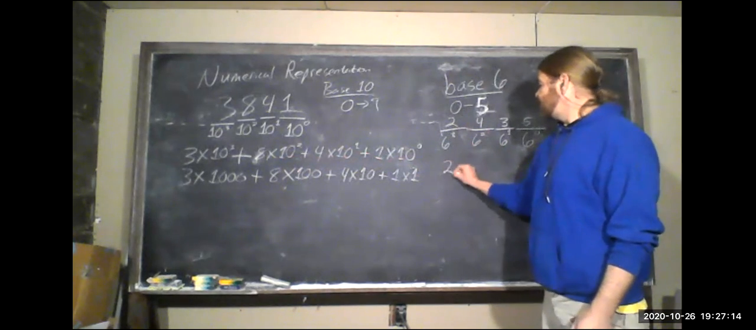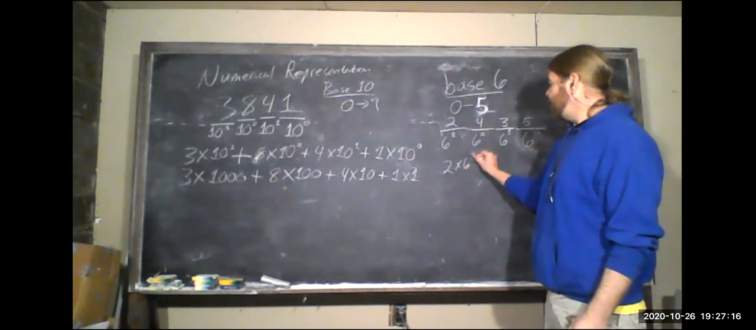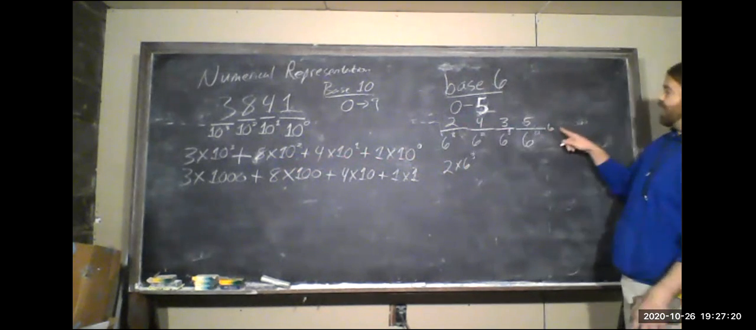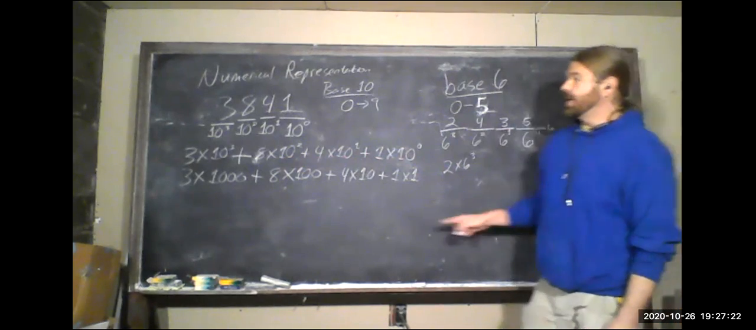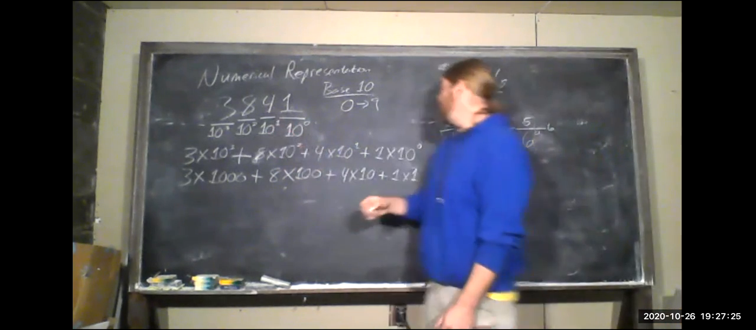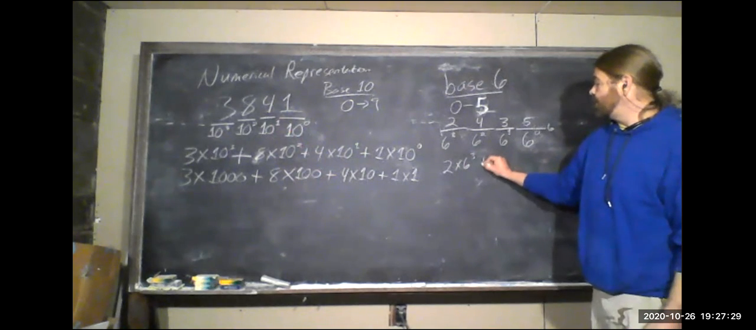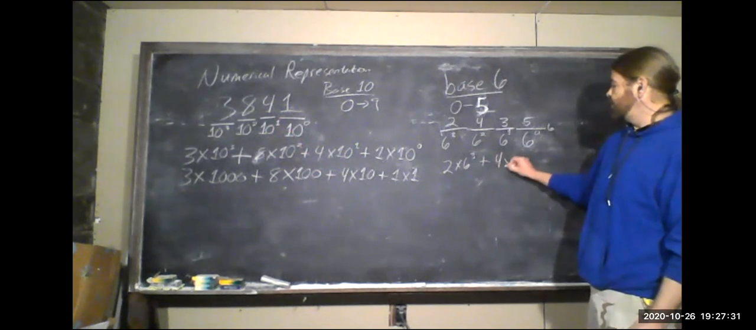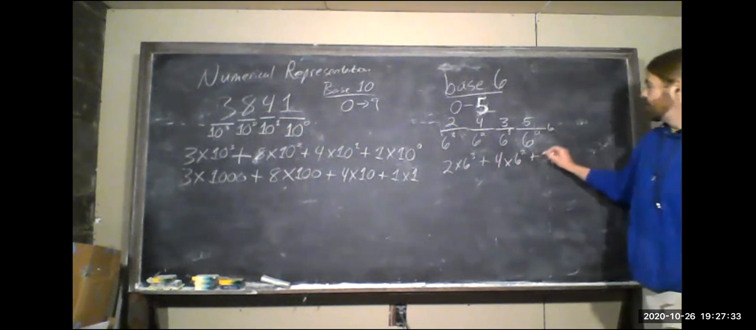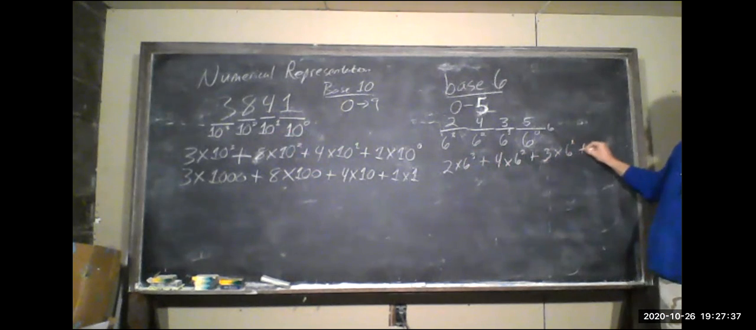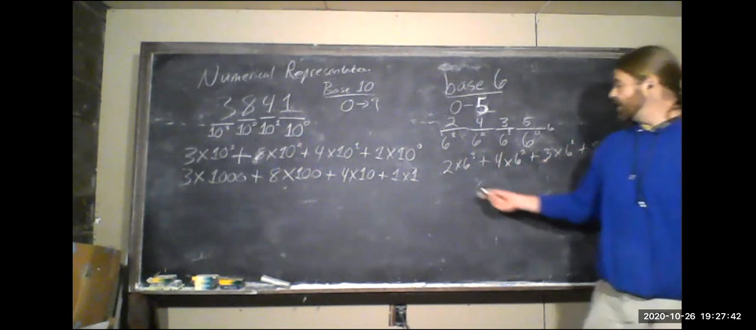So we have 2 times 6 cubed. To translate this 2, 4, 3, 5 in base 6 into base 10, the one we actually know, we can just follow that same pattern. Plus we have 4 6 squareds, plus 3 6s, plus 5 times 6 to the 0, which becomes what?